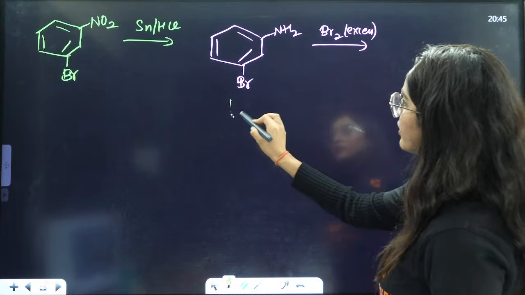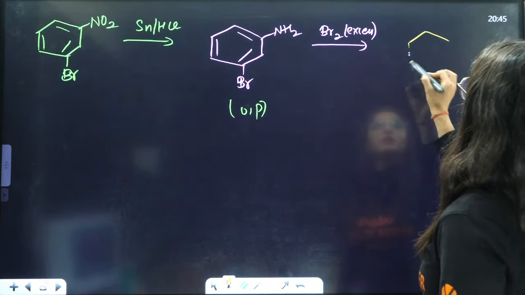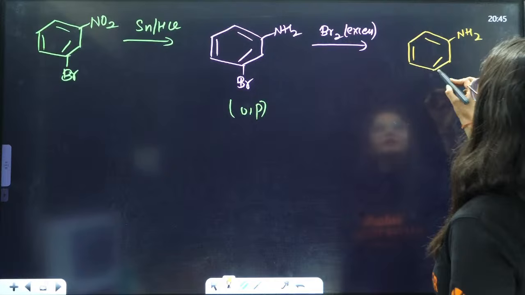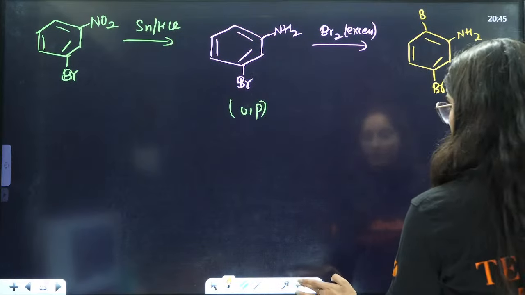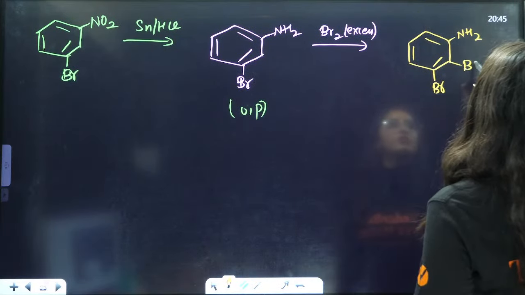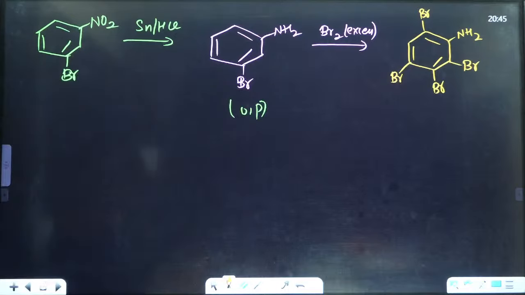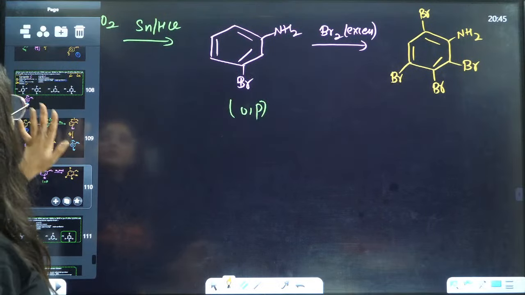is ortho-para directing, right? So here what will happen? This is NH2, and this is bromine, ortho, ortho. This is ortho, this is ortho, this is para. Everybody in the chat box, is that clear or not? Because NH2 is ortho-para directing, you get new Br groups. This step is also done.